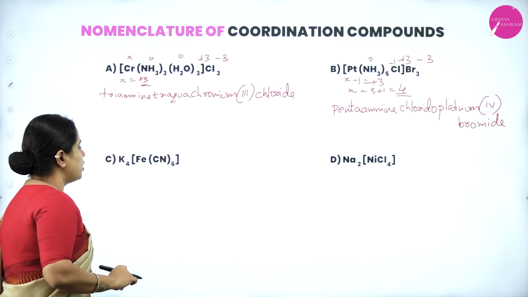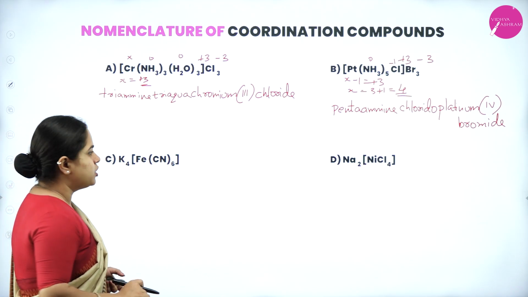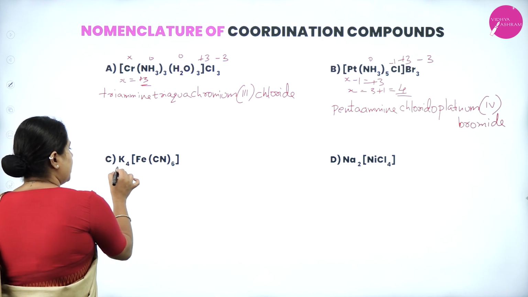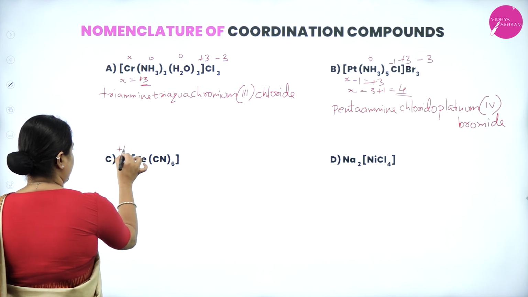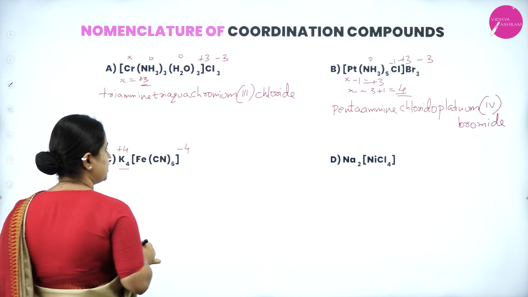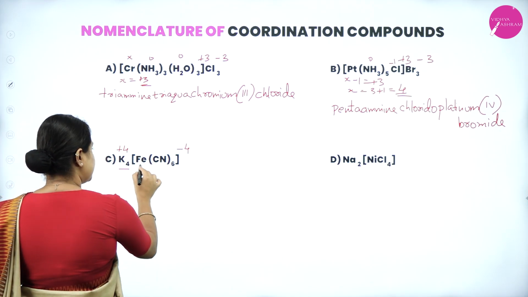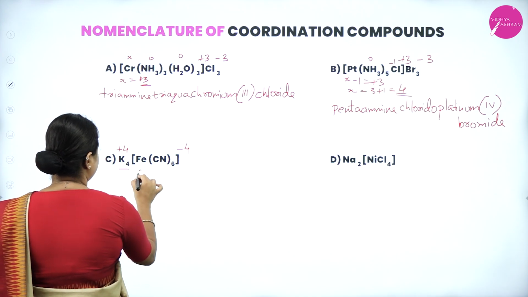Now, moving on to the next one, K4[Fe(CN)6]. In this case, as you can see, potassium is cationic. How many are there? 4 are there, so the coordination sphere will get a minus 4 charge. So let's calculate the oxidation number of iron here. It is X.